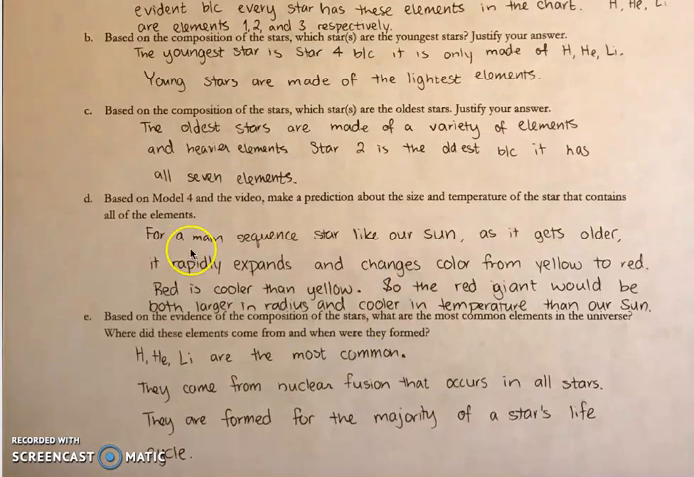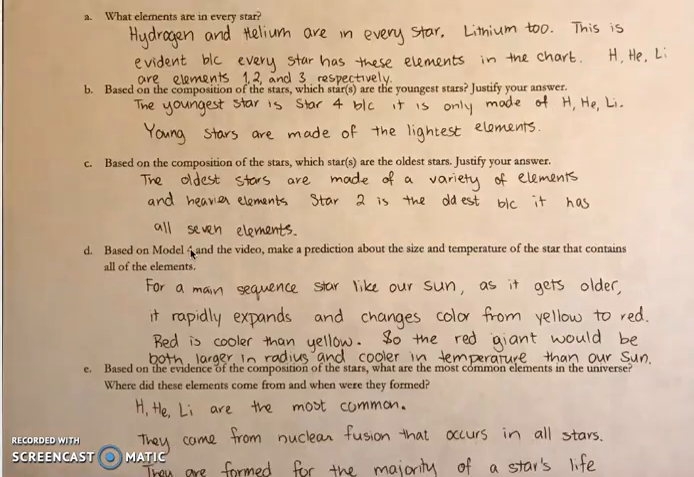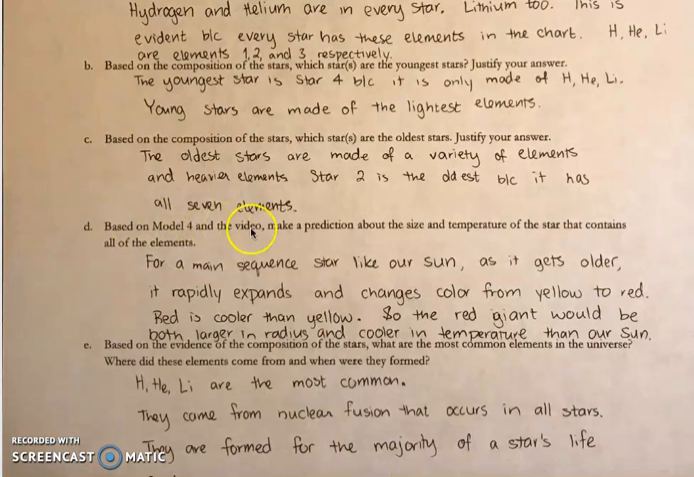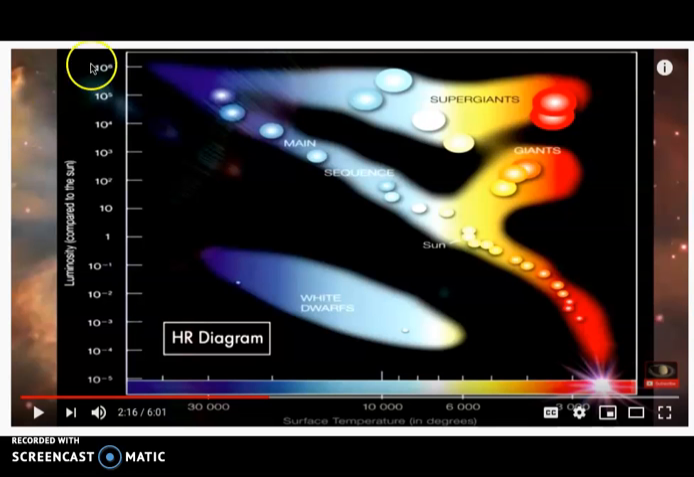Okay. If you were stuck, and I got a few questions on 4D. If you were stuck on 4D, it's really from the video. So what you needed to do here was watch this part of the video. So in this video, the main sequence stars, like our sun, is right here. It's about halfway through its 10 billion year life cycle.